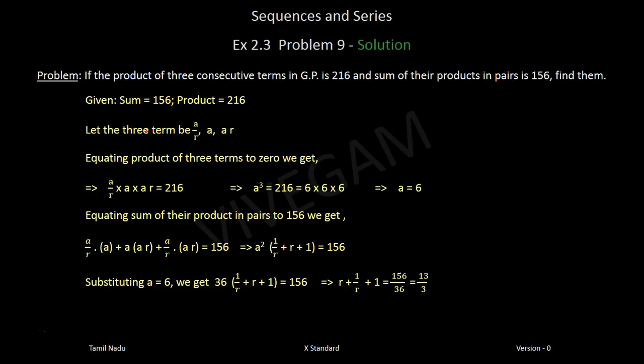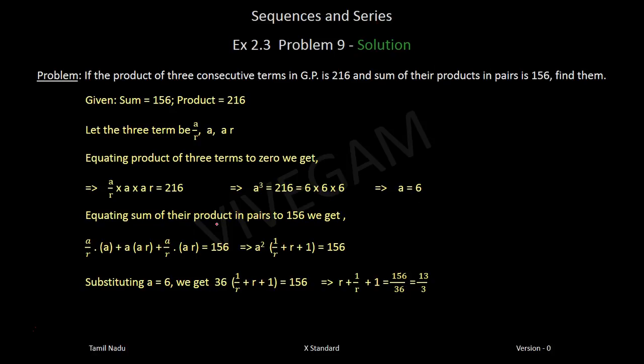Okay, the solution is given here. The sum of products is 156, product is 216. The three terms are a by r, a and ar. Their product equals 216. So r and r cancel, and you will get a cubed. a cubed equals 216. But 216 is what? 6 into 6 into 6, right? So taking the cube root on both sides, you will get a equal to 6.